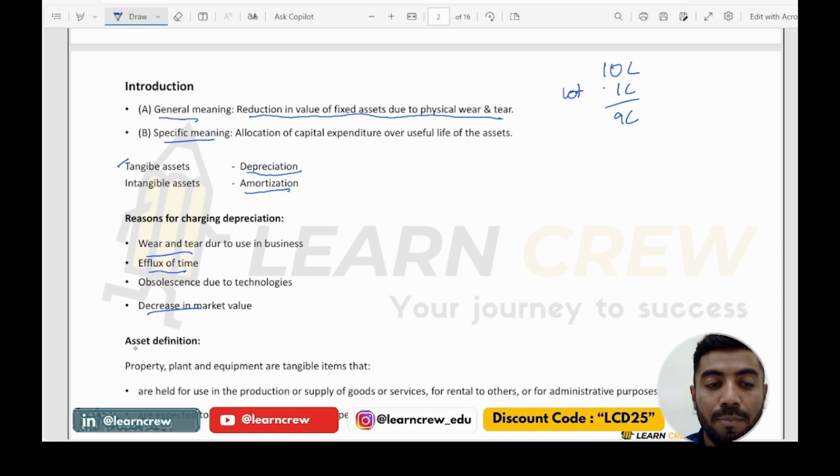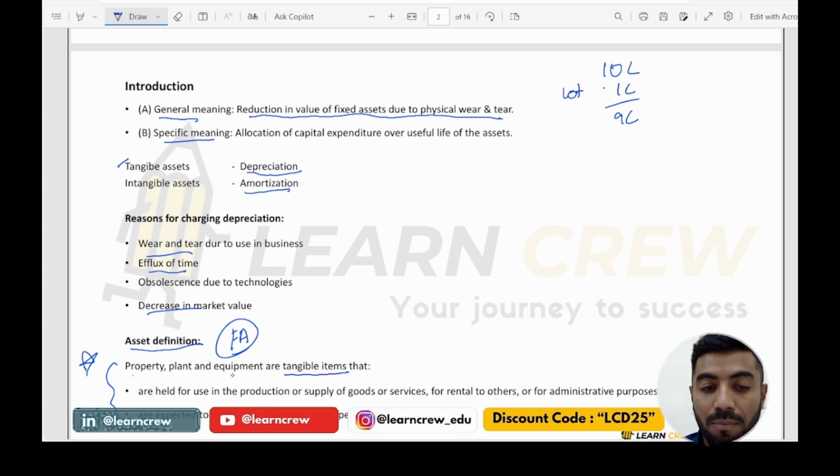Okay. Then coming to the definition of asset. This is very important, which you need to remember. Not from the exam point of view, but as knowledge, you need to remember this. Property, plant, and equipment are tangible items. Here, for the asset definition, they use the word property, plant, and equipment. It is also known as fixed assets. Okay. Property, plant, and equipment, or fixed assets.